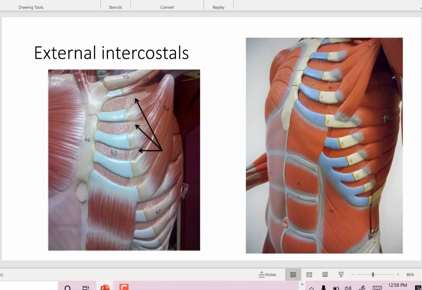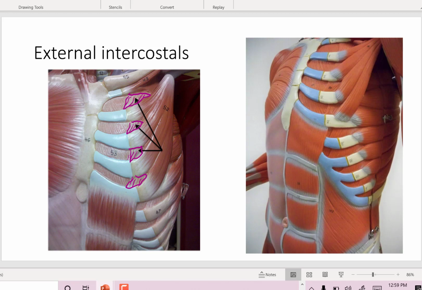Now let's move on to the external intercostals. The external intercostals are small muscles that are found in between your ribs. That's why they're called intercostals. So here is one external intercostal, and here's another one. We see little tiny windows of them. And notice the orientation of the fascicles. They look like they're sloping downward.